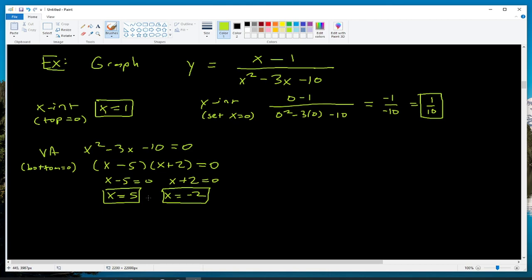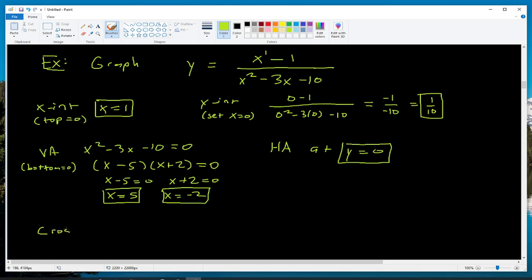So now we need to say, okay, where do we find our other asymptote? The top is degree 1, the bottom's degree 2. So we have a horizontal asymptote. Since the top degree is smaller, this is going to be a horizontal asymptote at y equals 0. So we got a horizontal asymptote at y equals 0.